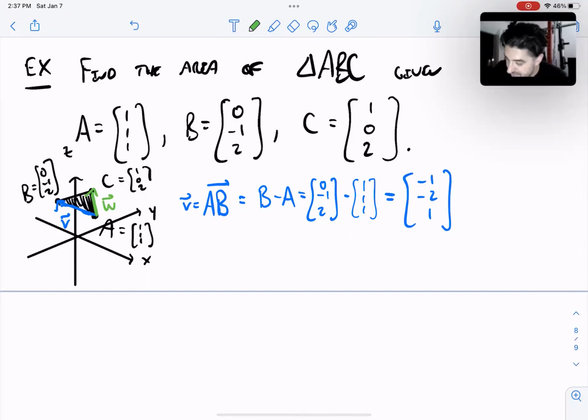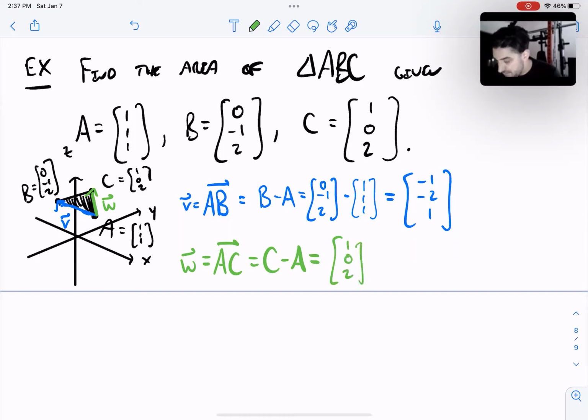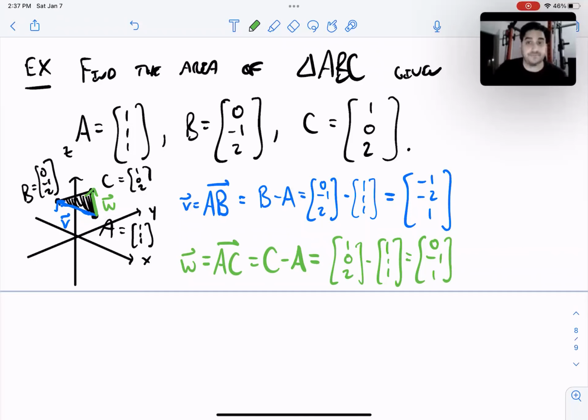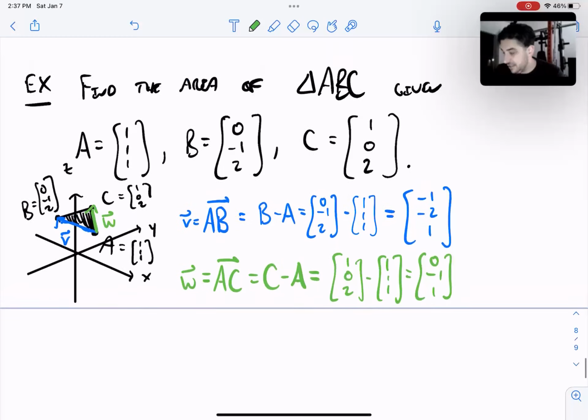And then let's do another vector over here. Let's say this is vector W. W is going to be very similar. It's going to be AC. Right? I'm going to do C minus A. What does this become? This becomes 1, 0, 2, -1, 1, 1. So I get 0, -1, 1. There's vector W.